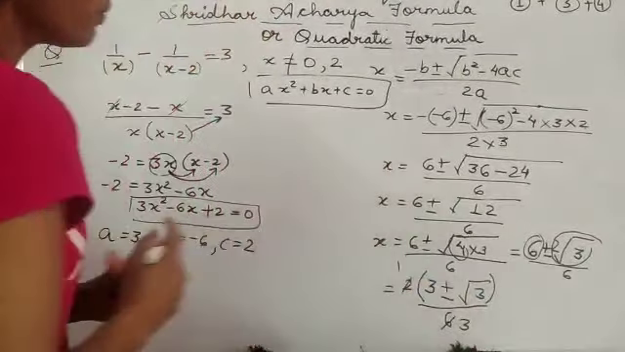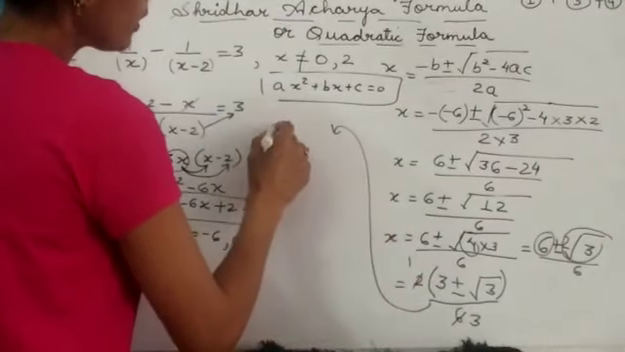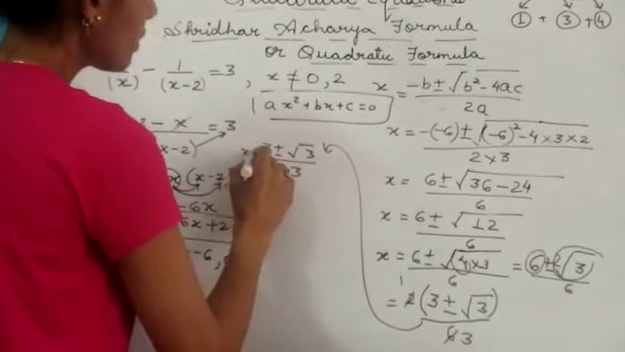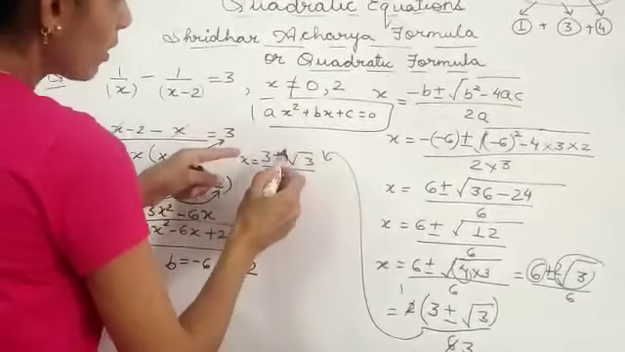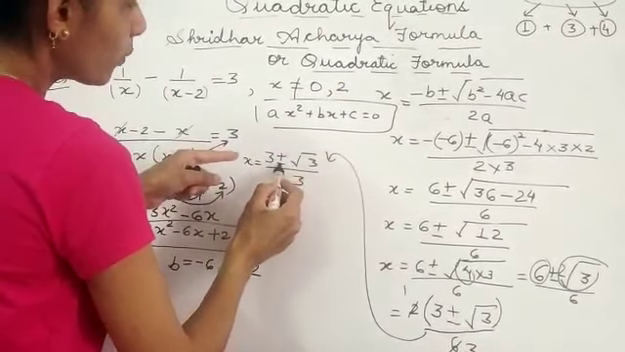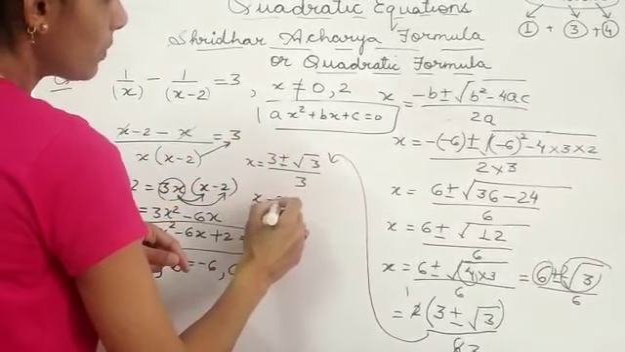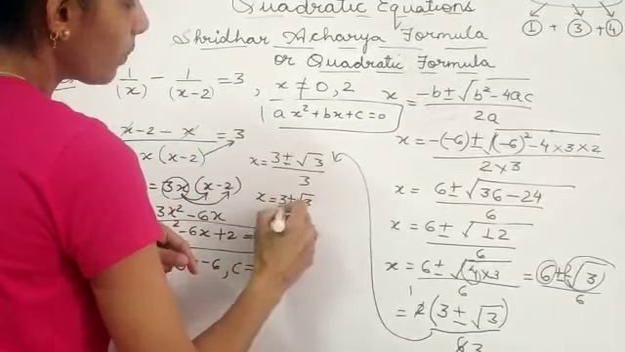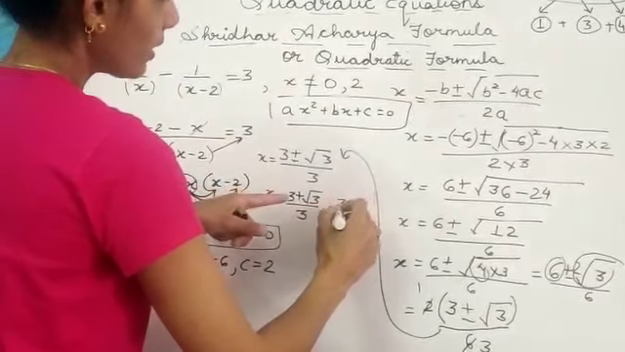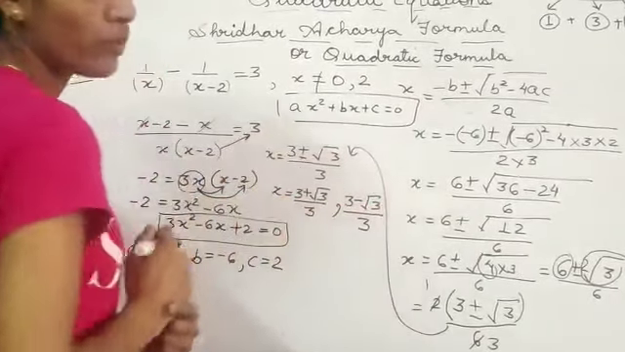Now what does it mean over here? It means we can write it as 3 plus minus root 3 whole upon 3. This is the value of x. That means one time we can put plus sign for root 3 and one time we can put minus sign for root 3. So I can have these two possible values of x, 3 plus root 3 by 3, and I can also write the value of x as 3 minus root 3 by 3. That's it.